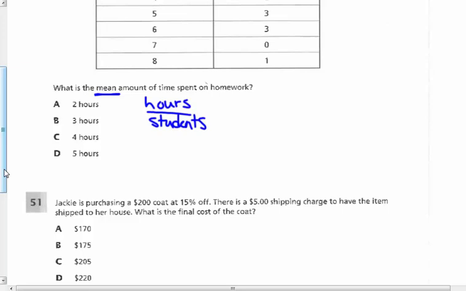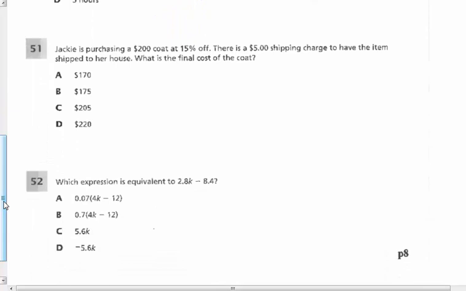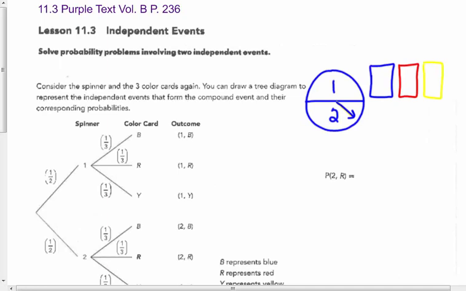Then you're answering questions 51 and 52, some review questions on your own, and we will go over that first thing tomorrow. On to the next page. This is where we start 11.3, independent events.